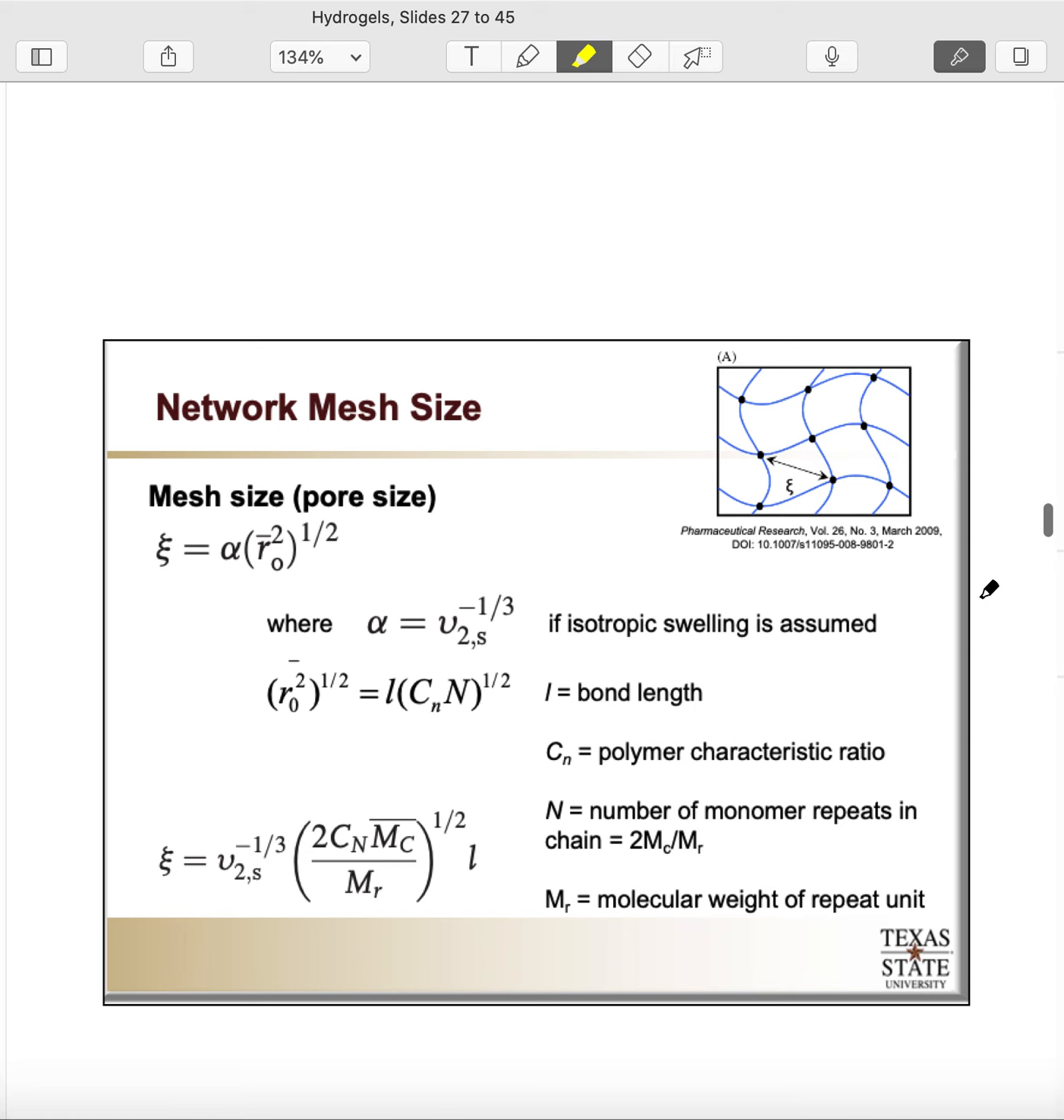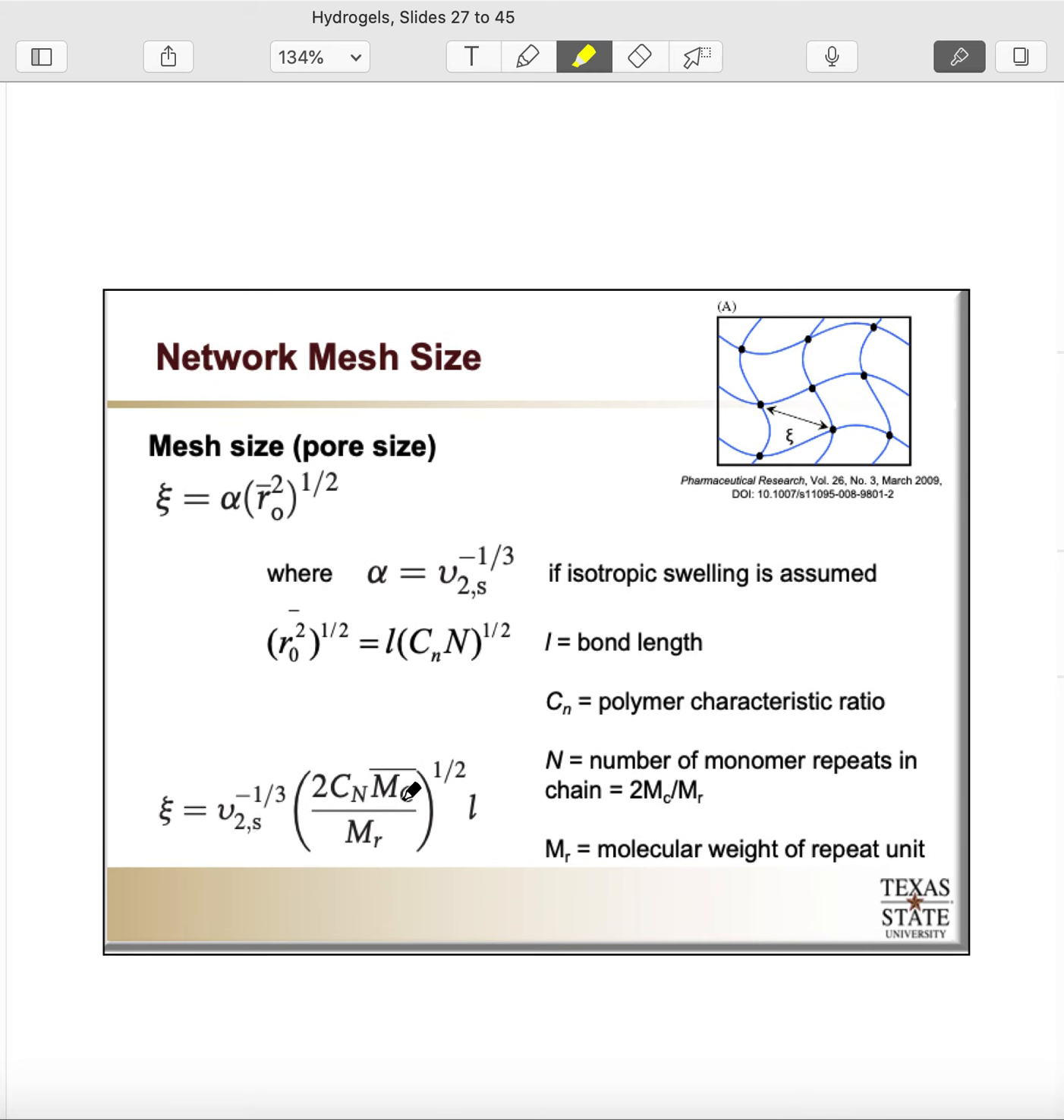All right, so coming back to how we utilize the molecular weight between crosslinks in order to calculate the mesh size. Remember that the mesh size is represented by this epsilon, and notice in the equation now that the molecular weight between crosslinks is proportional to the mesh size in a way. So in this equation, our nu2s is still the volume fraction of the polymer in the swollen state. C sub n is the polymer characteristic ratio, which is a variable that can be found in the literature for a range of different polymers. And M sub r is the molecular weight of the repeat unit of the polymer. For example, for polyethylene glycol, it would be 44.